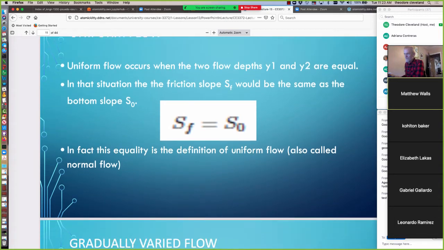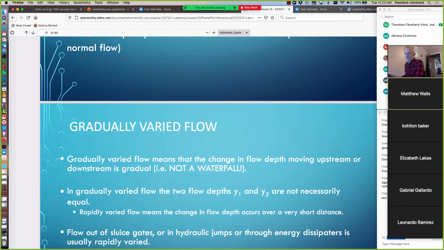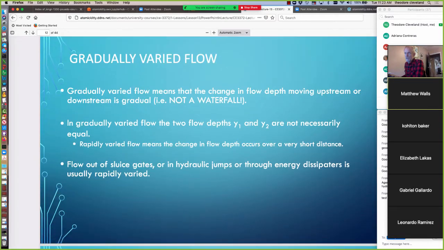I think uniform flow is probably better terminology, but it appears as normal flow quite commonly. A second flow regime that you would have had back in fluid mechanics is called gradually varied flow, and that's not normal flow. A gradually varied flow simply means that the change in flow depth moving upstream or downstream is gradual. And I have a comment here, not a waterfall.